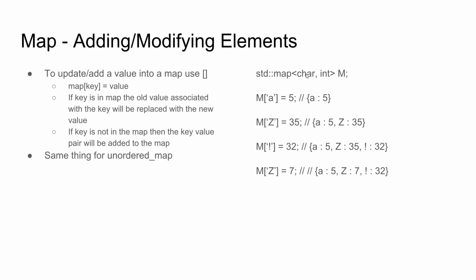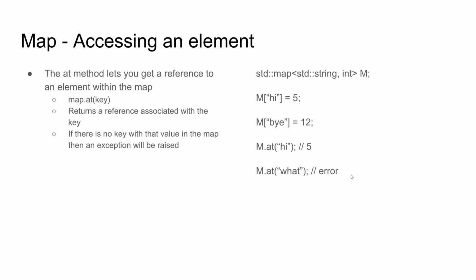So here we have a map from a character to an integer. Now our map has from A to 5, from Z to 35, from an exclamation point to 32, from Z to 7. That got replaced, replacing 35 with the 7. If you want to access an element, you can do .at, and it's going to return a reference so that you can modify it if you wanted to. And the difference between the at and the square brackets is if there is no key that matches it, it's going to complain at you and say, hey, that's not there. So small difference between the two.